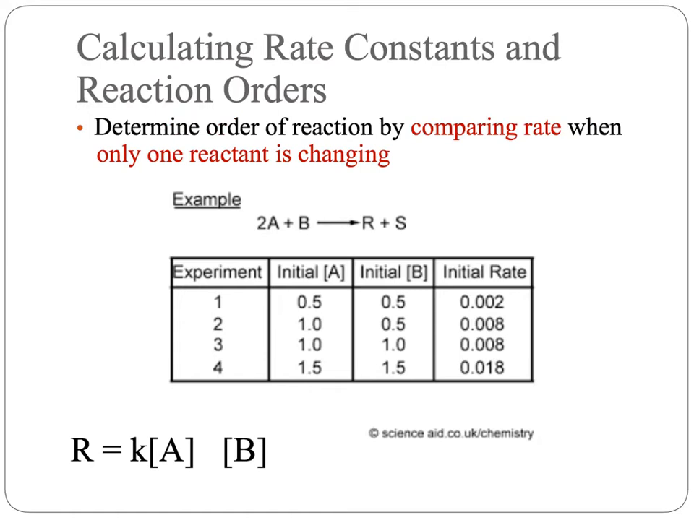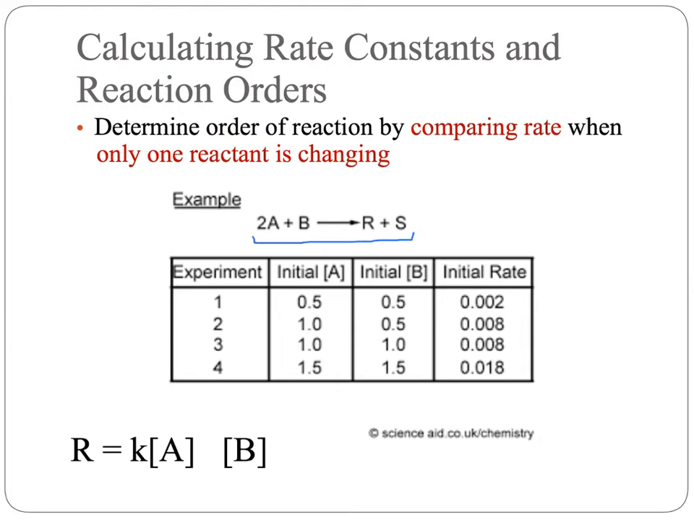So to calculate this, we need to have some experimental data because, as I said, you have to get this information from experimental data. You cannot just look at a reaction. So you determine the order of a reaction by looking at each reactant and comparing the rate that happens when that reactant changes. If you have more than one reactant, down here in this example we've got A and B, then you need to consider each reactant individually.